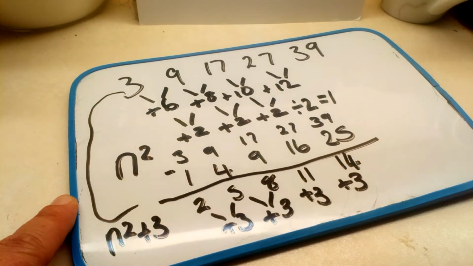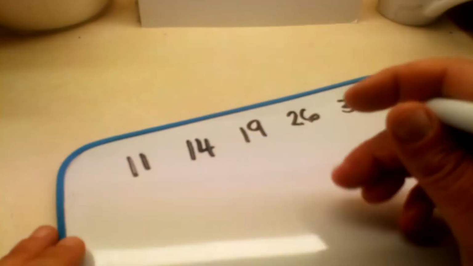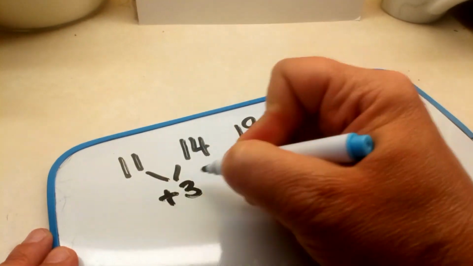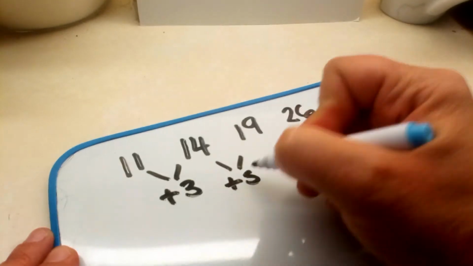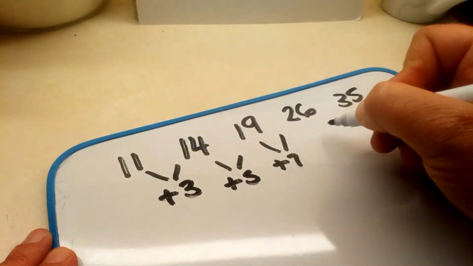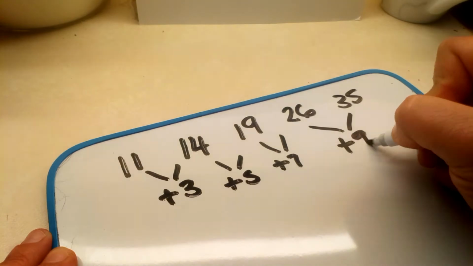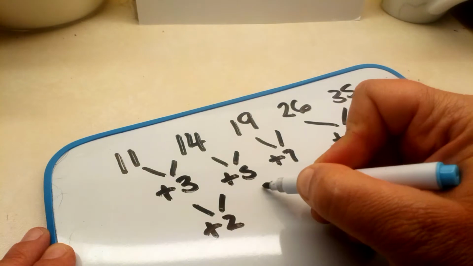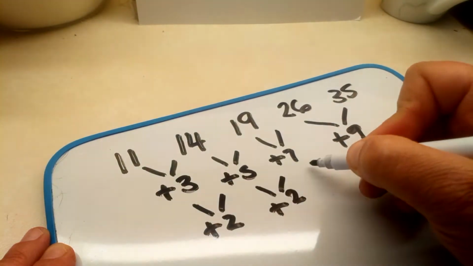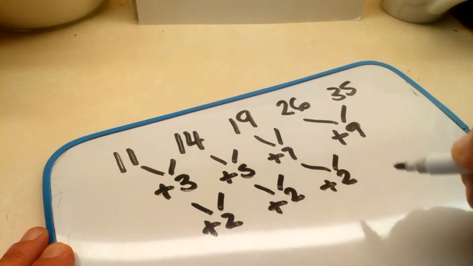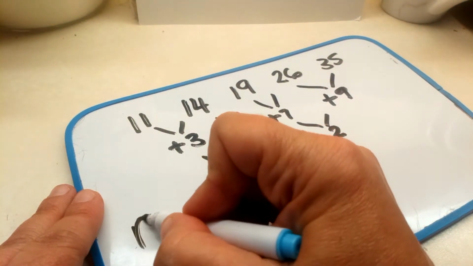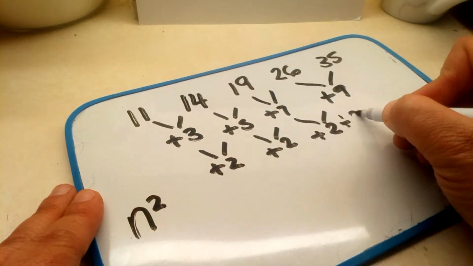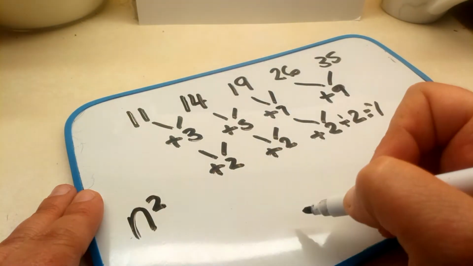Okay, let's try another one. Here's our second sequence. So we know these are going to be different each time, so it's plus 3 here, plus 5, plus 7, plus 9. So we're going to work out our second difference. So 3 to 5 is plus 2, plus 2, plus 2. Okay, so we know the first part of our nth term is going to be n squared, because if you divide that by 2 equals 1, only 1n.